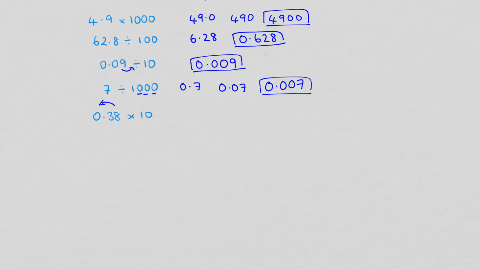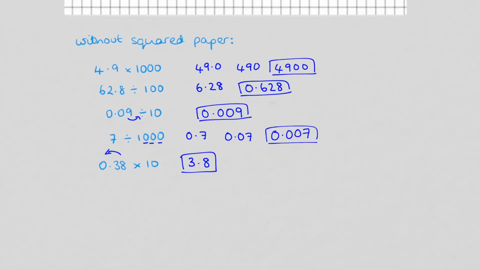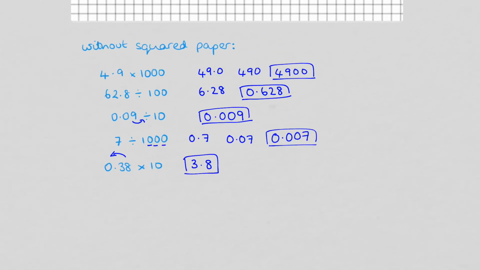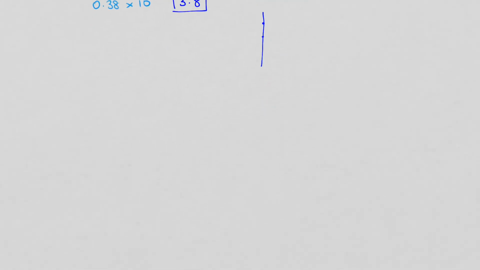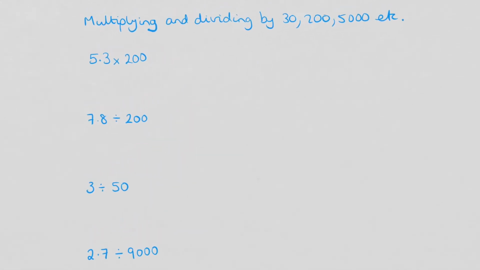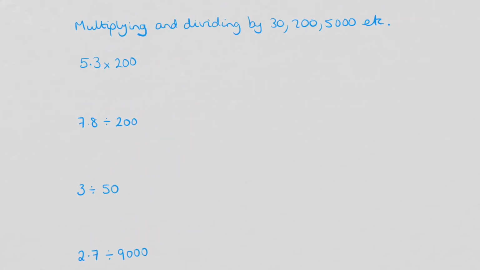And then the last one, 0.38 times 10, so we're moving to the left 1 space this time. So the 3 will end up in front of the decimal point, but the 8 is behind it. Okay, so that's just a little recap. You can always imagine your squared paper if you want, or even if you're working on squared paper, there's nothing to stop you putting your decimal points on one of your lines and then moving your digits about. Okay, so now that we can multiply and divide by 10 and 100 and 1,000, we need to be able to do that with multiples of powers of 10.